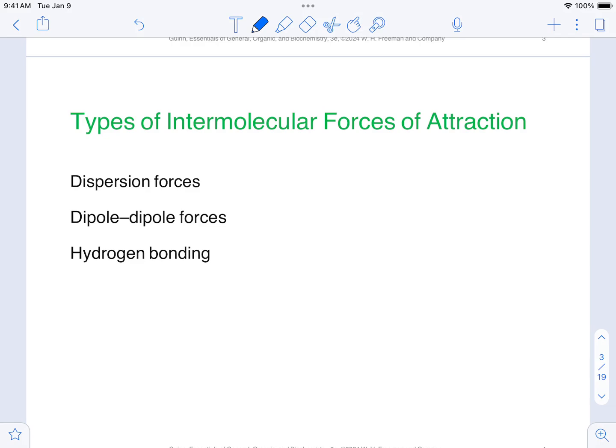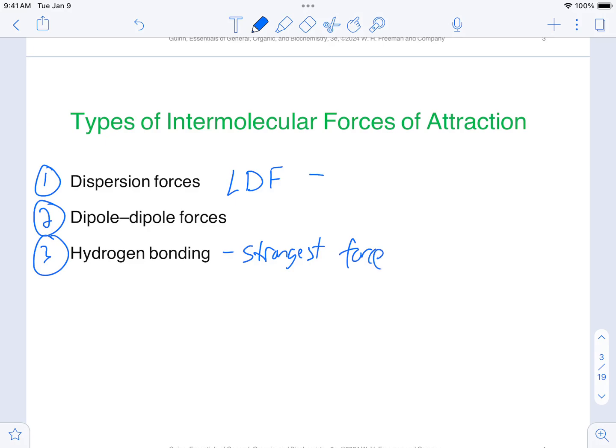So here are the three different types of intermolecular forces that we will talk about. We have the first type, which is called London dispersion forces, or just dispersion forces. You'll see me abbreviate that LDF. The second type, we have dipole-dipole forces. And the third type, we have something called hydrogen bonding. These are in order from the weakest type of force to the strongest. So hydrogen bonding is our strongest force. LDFs are our weakest force. And then dipole-dipole is right in the middle between the two.